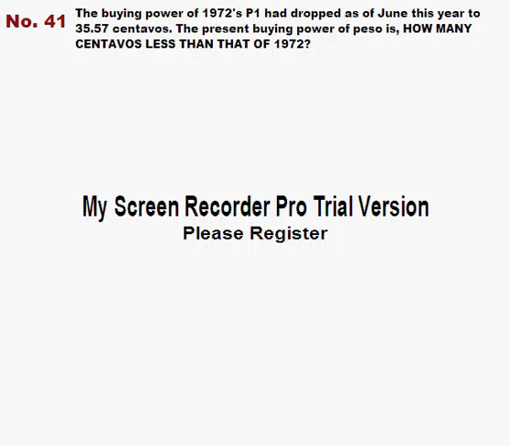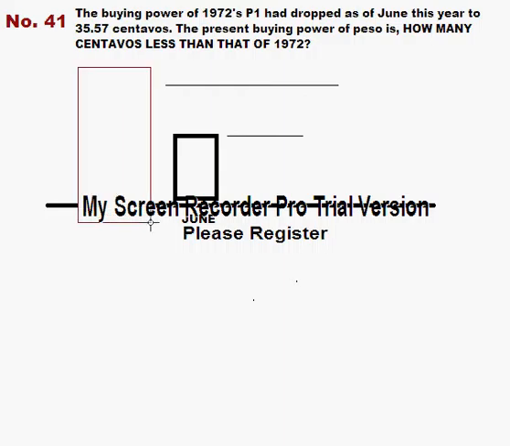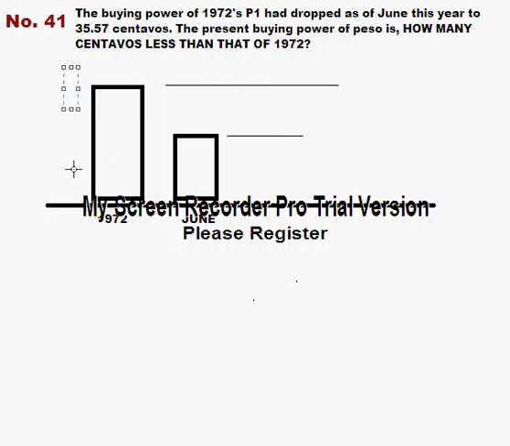Okay. I will first do the diagram, because in this kind of problem you have to see it. Okay, wait a moment. So this is the drawing. As you can see, in 1972 we already have this one. So also in June, we'll have this figure. Now, what does that mean?